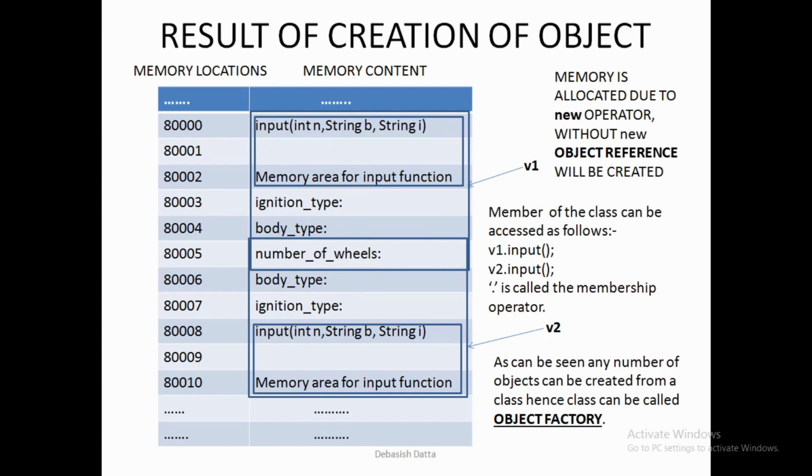As you can see, both for V1 and V2 a certain amount of memory is being reserved. Inside the reservation for each object there is a place for member variables and for the methods. Here both for V1 and for V2 memory reservations are there for ignition type, body type and the number of wheels.